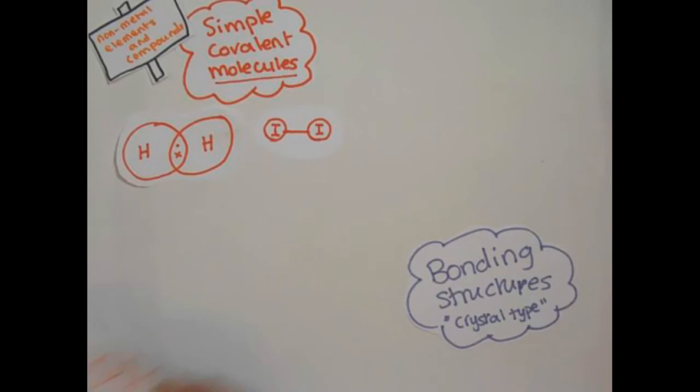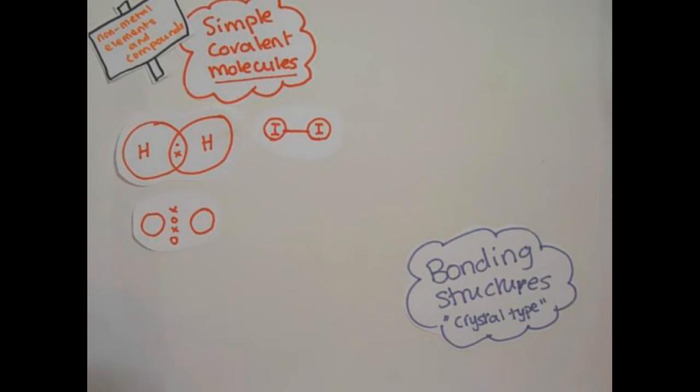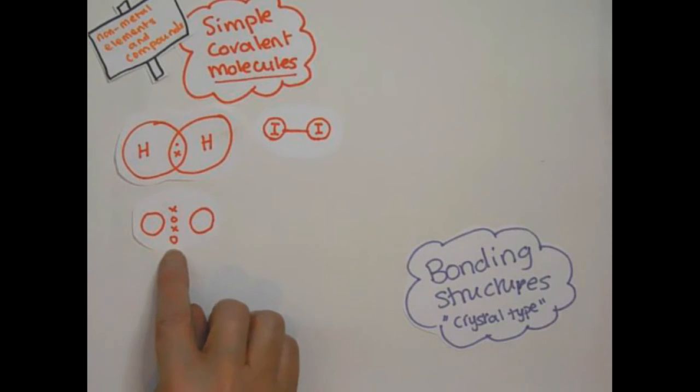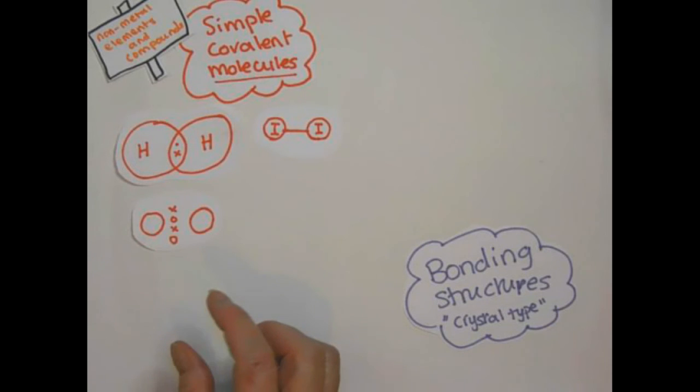Also, what we can do is a shortened version of the Lewis dot and cross diagram. So we can just omit the orbital and just put the electron pairs between the two atoms. So this would be oxygen, the double bond between oxygen, and you can see the crosses that have come from one atom and the circles that have come from the other atom.